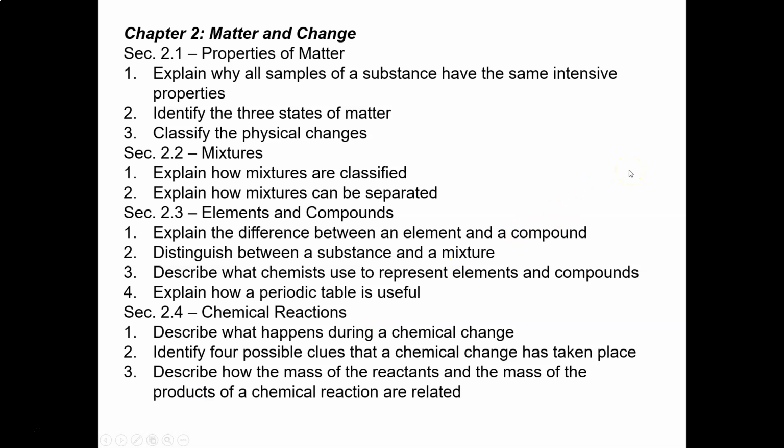So, again, Chapter 2, we have our objectives, things that we need to be aware of and be able to do, and we're done learning about the information in this chapter. We're talking about the properties of matter, we're talking about mixtures and elements and compounds, and a little bit about chemical reactions. All of this is sort of an introduction to the things that we're going to be talking about the rest of the way this year. So this is sort of our foundation chapter, okay?